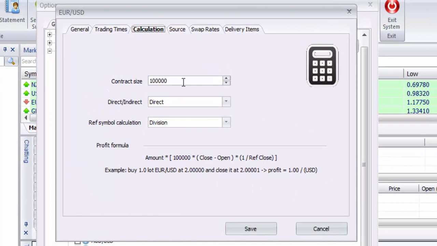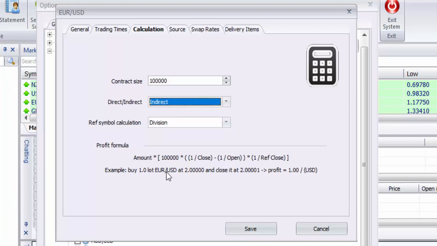Now the calculation is the profit formula. Any changes that happen on the contract size, the direct or indirect calculation, and the type of calculation, division or multiplication, will affect the formula. So if you change the contract size, or change it from direct to indirect, it will add these brackets and divide 1 by the close and 1 by the open.